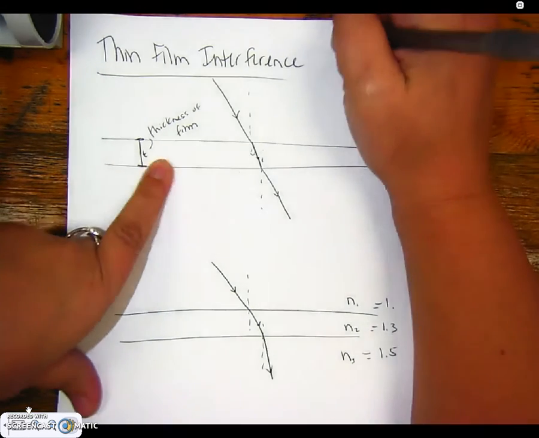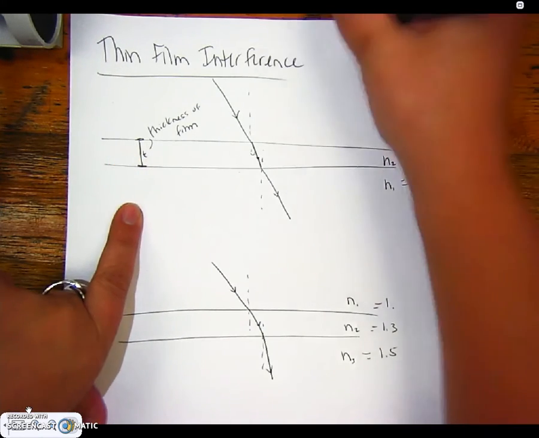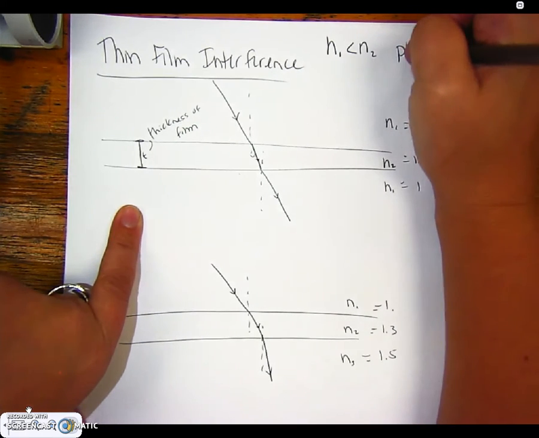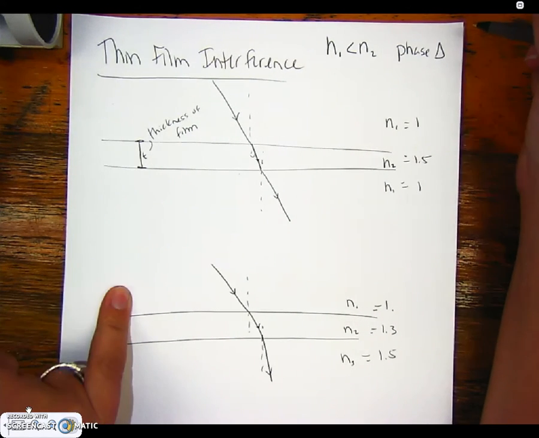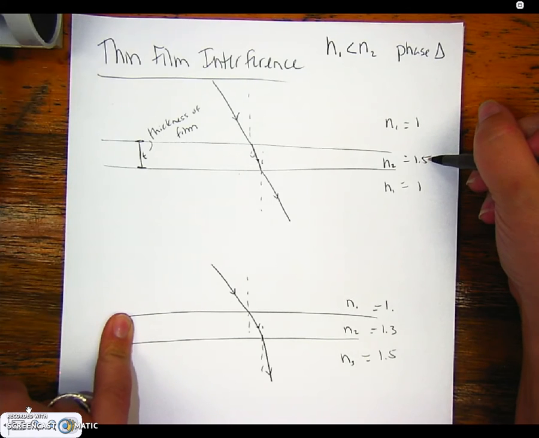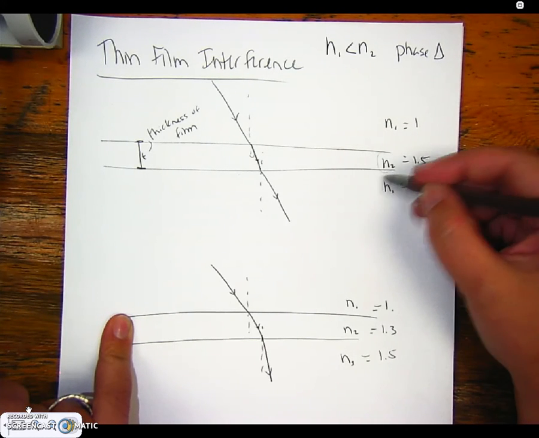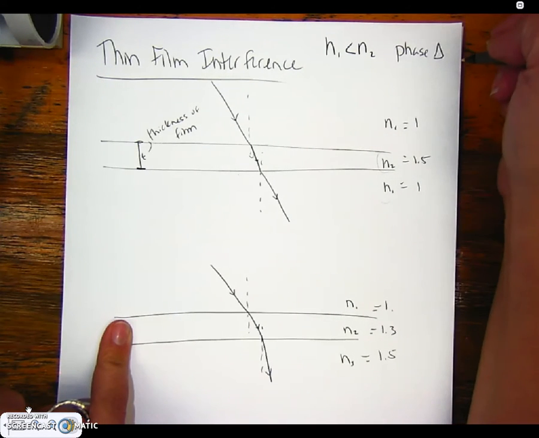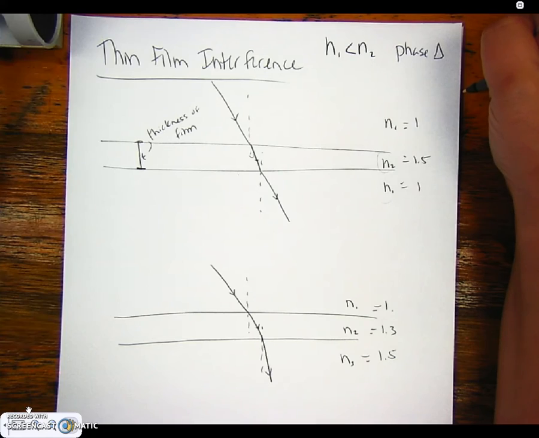So just as a reminder, when you have an n1 right here that is less than the n2 that it's going into, we're going to have a phase change. Right? If we have a case like this where we're going from an n2 that is bigger than this n1, then we see no phase change. I don't want to write the n's up here because I think it'll get confusing.